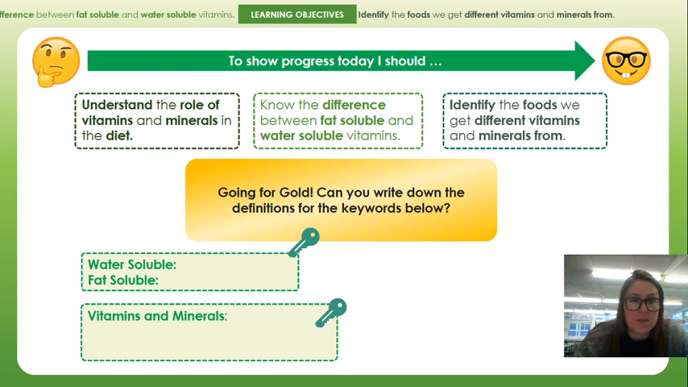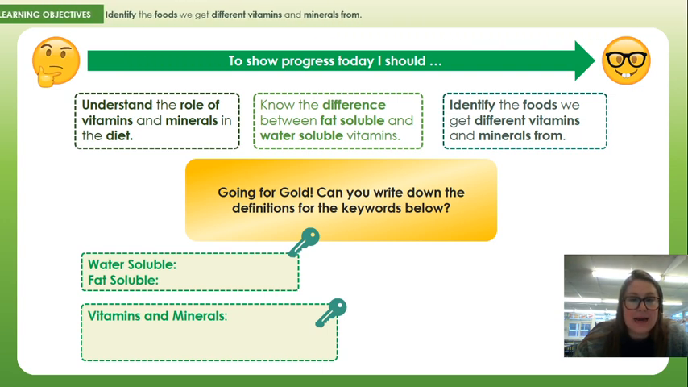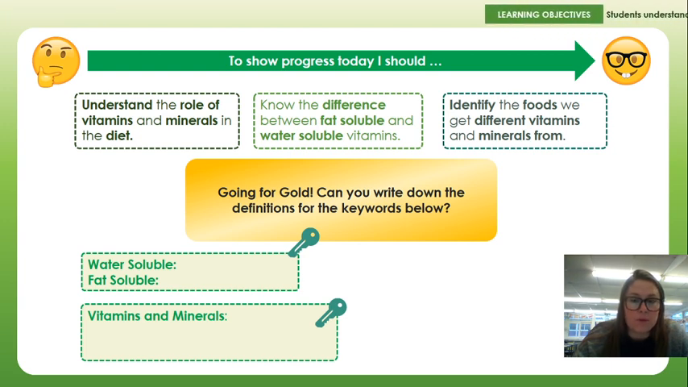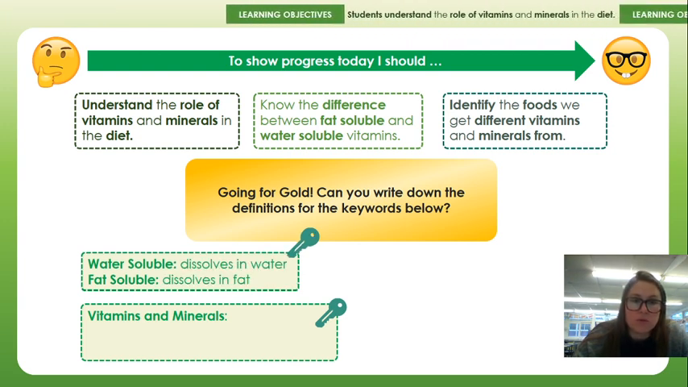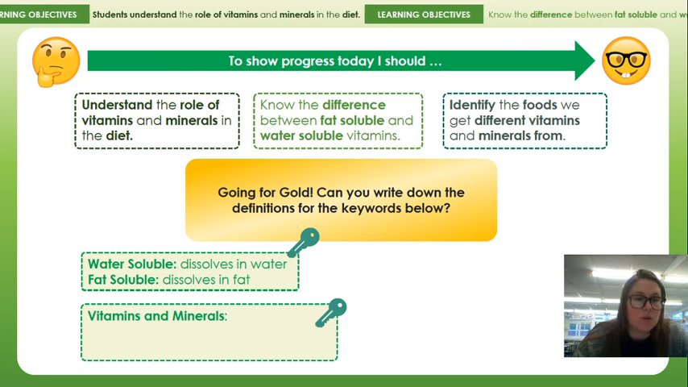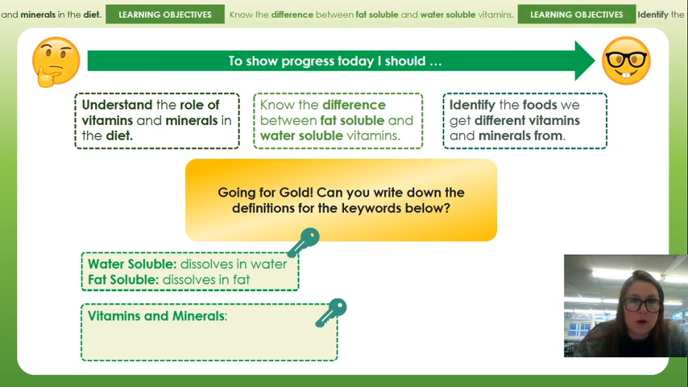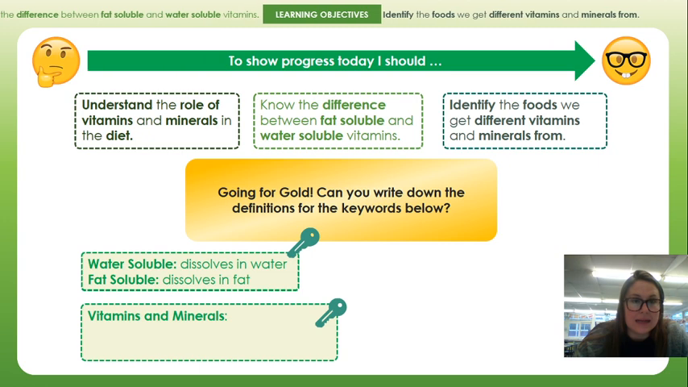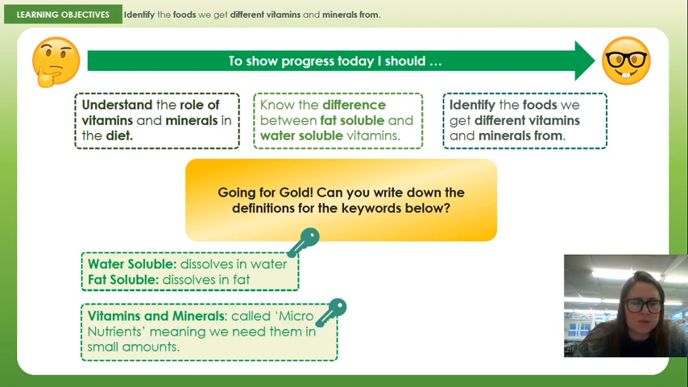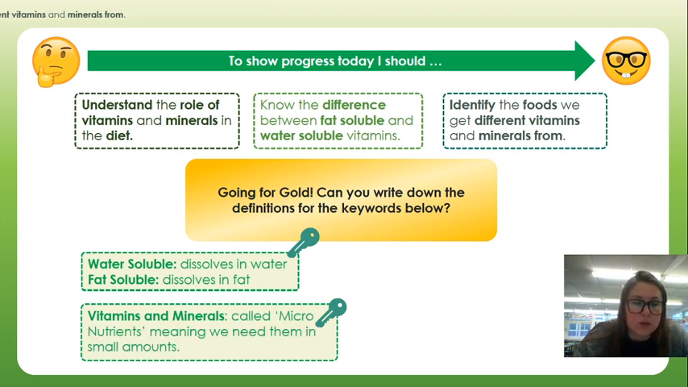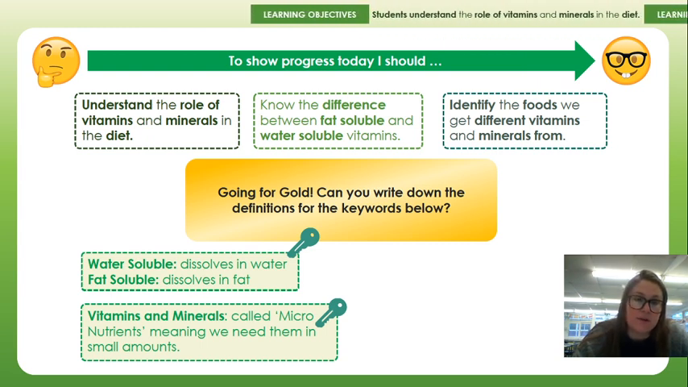Fantastic. So I'm going to bring up the definitions and you can just do a quick tick or cross on your attempts from before. So water soluble, something that dissolves in water; fat soluble, something that dissolves in fat. We'll go over them in a little bit more detail later on in the lesson. And then vitamins and minerals, they are referred to as micronutrients, meaning we need them in very small amounts, but they are very, very important.